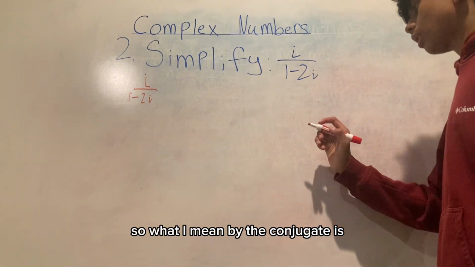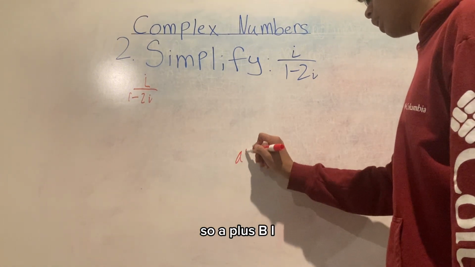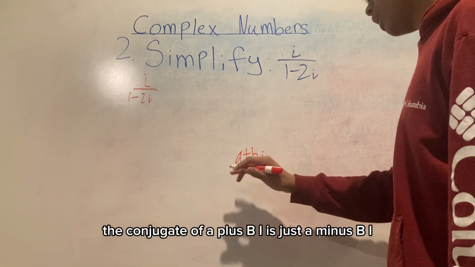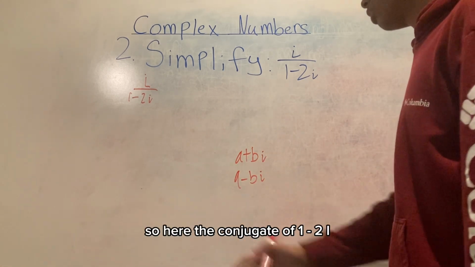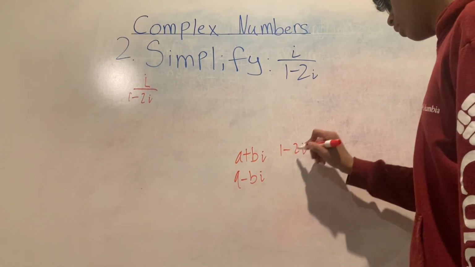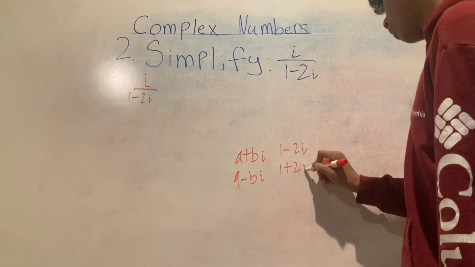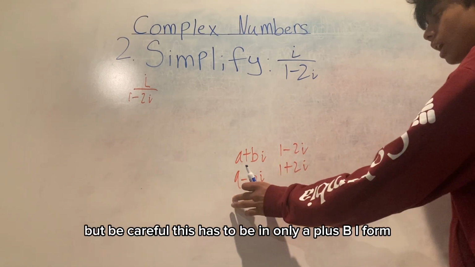So what I mean by the conjugate is, first of all, we see this is written in a plus bi form. The conjugate of a plus bi is just a minus bi. So here, the conjugate of 1 minus 2i is just 1 plus 2i. But be careful, this has to be in only a plus bi form.